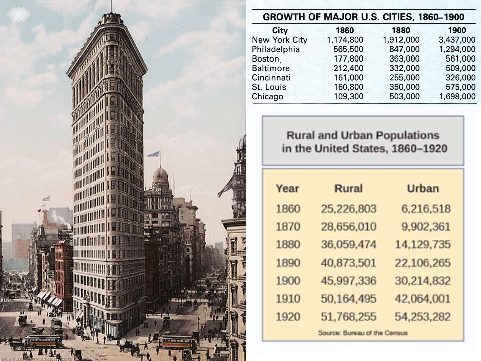Okay, and that's just in a 40-year span between 1860 and 1900. By the time we get to 1920, we finally crossed the threshold, and you actually have more people living in urban centers than you do in rural parts of the United States.